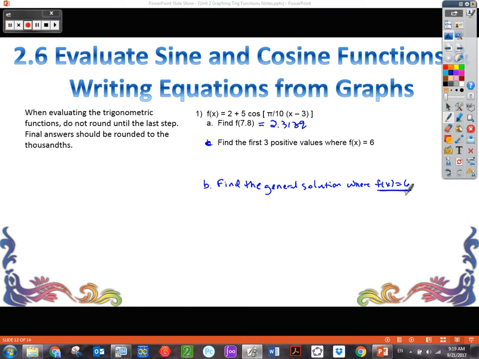That means we want to set our equation equal to 6. 6 equals 2 plus 5 cosine pi over 10 x minus 3. I mean, that's what it's asking us to do. We really are not going to have to do that by hand, right? We have a calculator, but that's what it's asking us to do. So when we do this, let's go back to our calculator. Is everybody okay with this? I'm actually going to have to erase it. We have what we need. So basically we would say 6 equals that. So let's go back to the calculator and do some work.